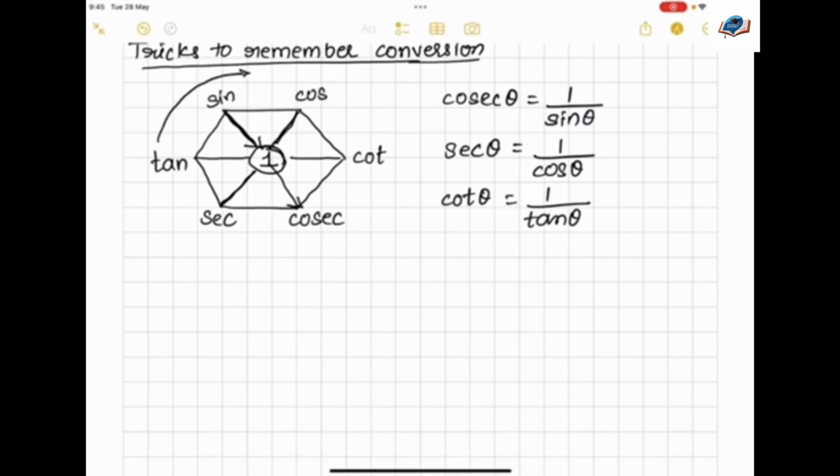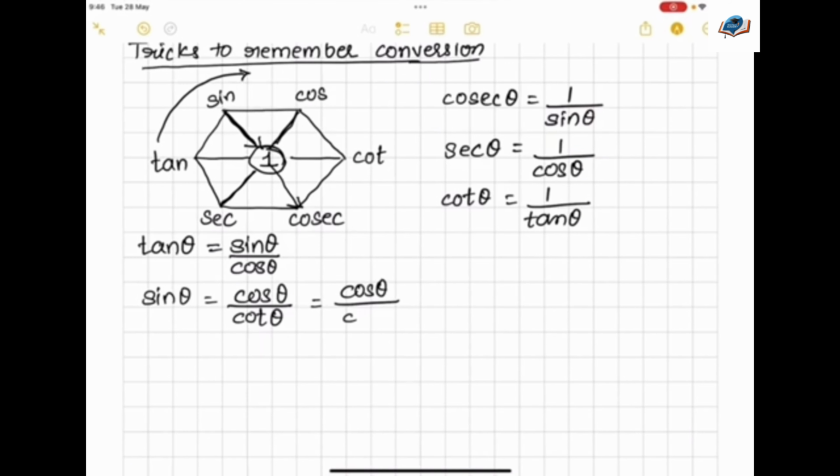Now if I move like that, the arrow form to tan theta equal to sin theta upon cos theta. Sin theta will be equal to cos theta upon cot theta. Cos theta upon cos theta upon sin theta. So if I reverse it, cos theta into sin theta upon cos theta. So cos theta got cancelled. Cos theta will be equal to cot theta upon cosec theta.